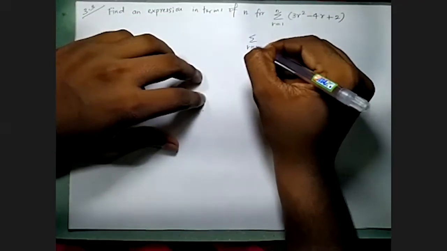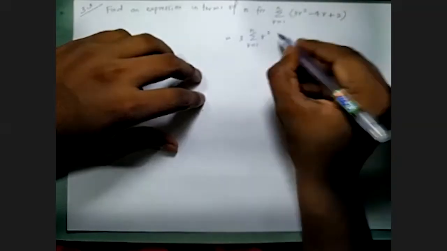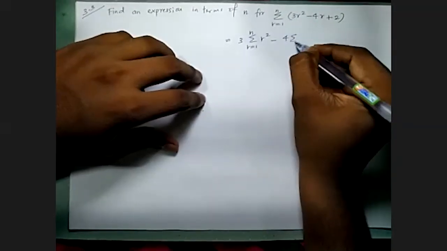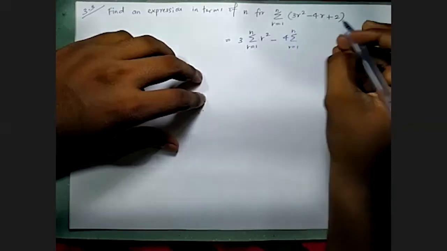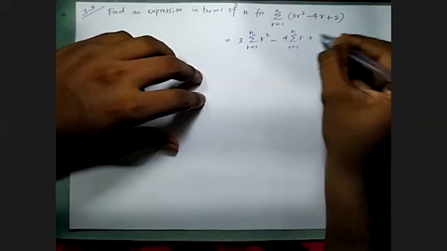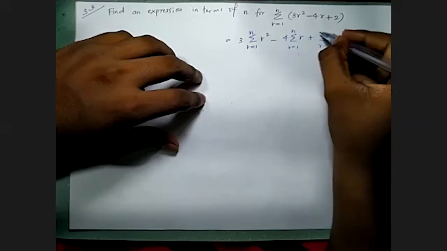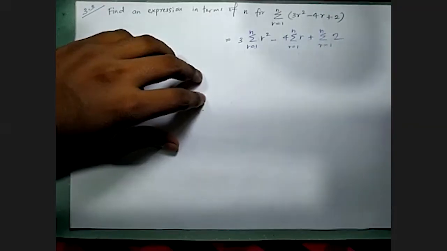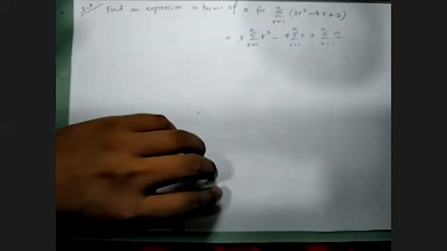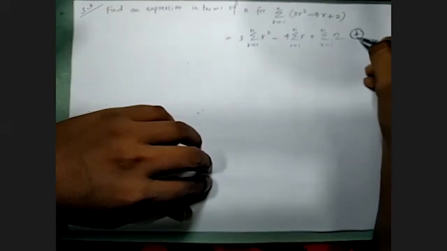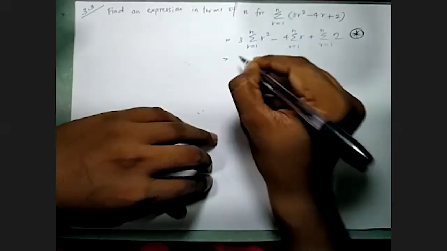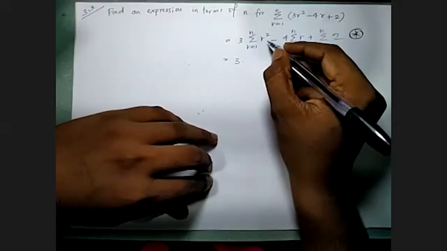The two theorems we just learned. So r equals 1 to n, we can take this 3 coefficient out and write r square. Then minus 4 separate sigma for that. Then for 2 we can write another separate sigma. So this is the application of the characteristics of sigma notation. Now apply the results you got from the two theorems.